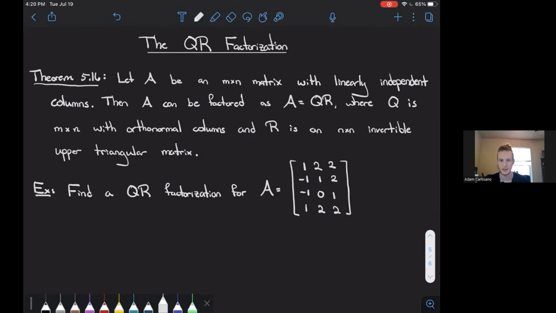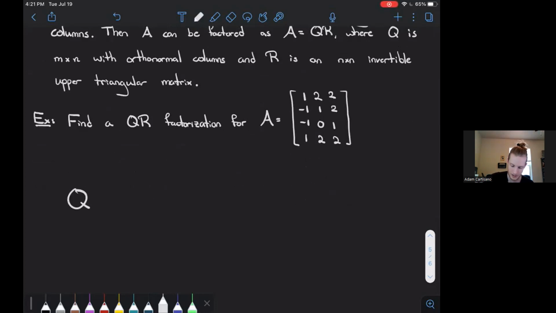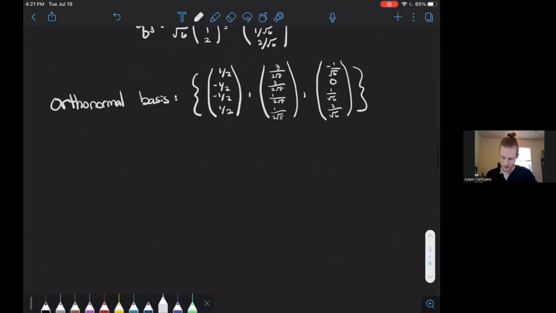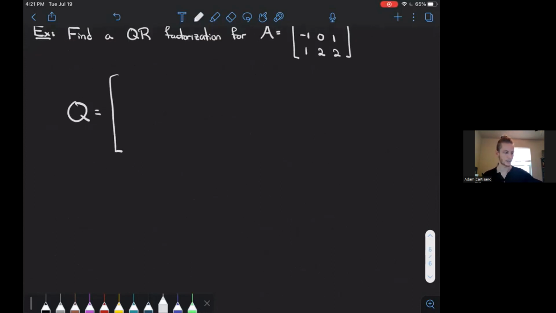Do it for this one. Hopefully you notice the columns of A are the basis vectors for the subspace that we did for the first example. So I'll just tell you what Q is. Q is the matrix that you get when you find an orthonormal basis for the column space of A. I'm going to have to copy these. Actually, I think I can copy them out of the book because we got our answer right at the end of the day.